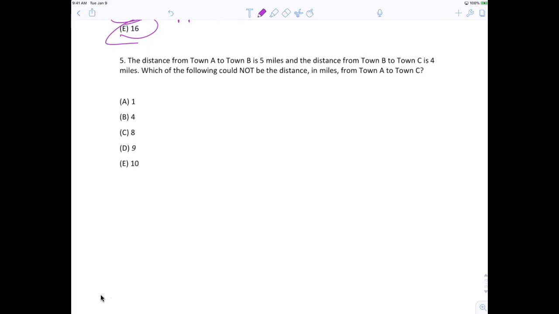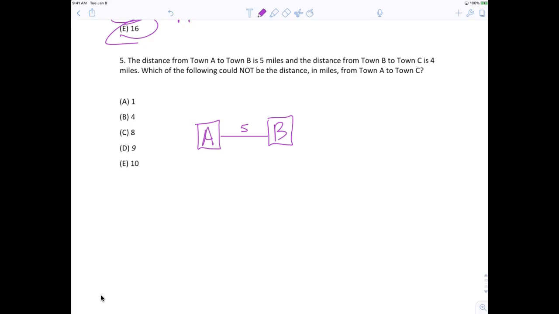All right, here we go. Okay, so now number 5. All right, this was kind of hard. Sorry for the delay. So here we go. Here we have town A. So I'm ready to draw town A. And then we're going to draw town B. And what's the distance between town A and town B? 5. So what I did was I went here, and I put a 5 right there.